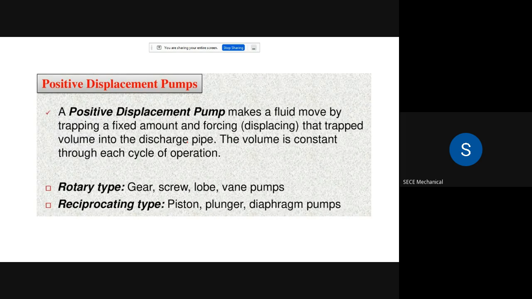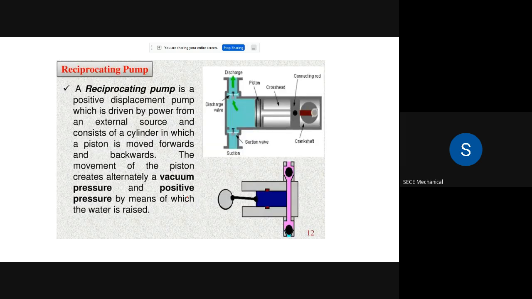That is called a positive displacement pump, in which the volume is constant throughout; otherwise, the output volume is constant through each cycle of operation. So these are some of the examples: rotary types like lobe, gear, screw, and reciprocating type. These are the classifications of the positive displacement pump.